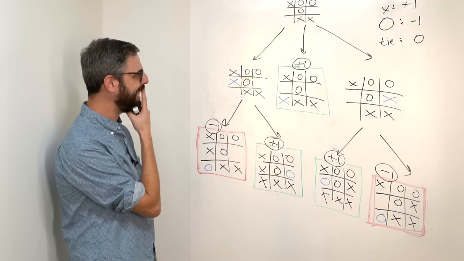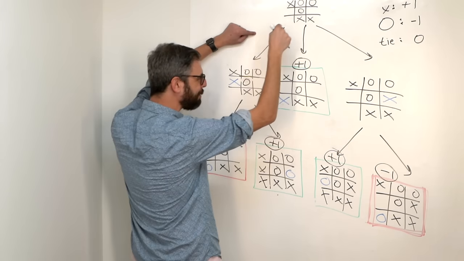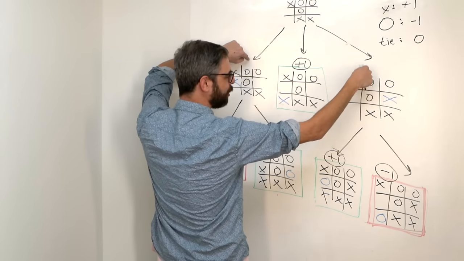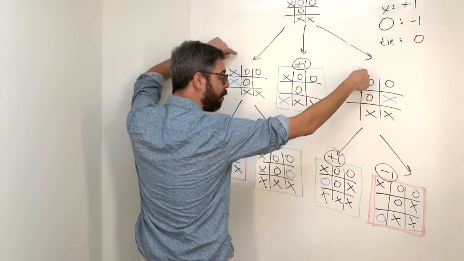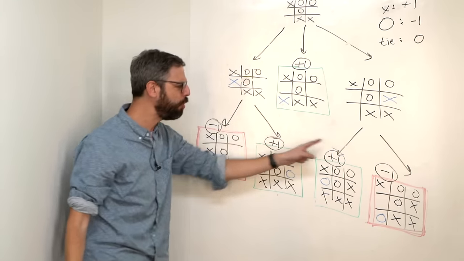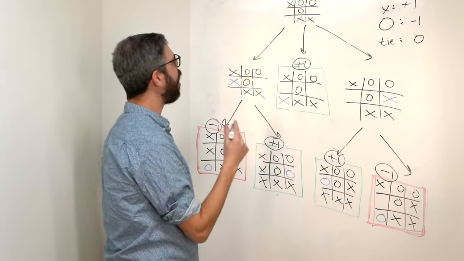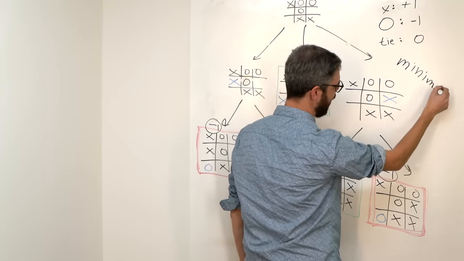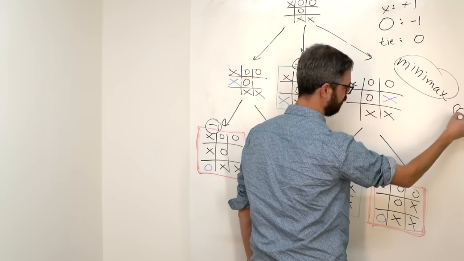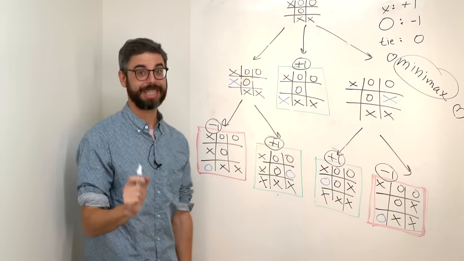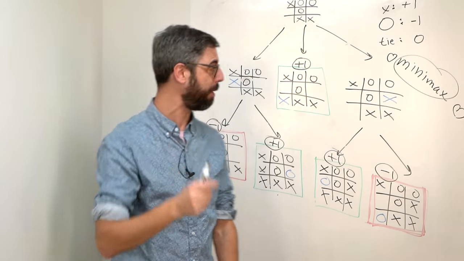But we've got an issue. I'm trying to pick between this option and this option. These two don't have a score. How do I pick their score? Well, I can pick their score based on which one of these would be picked. But who's picking these? This is why the algorithm is called Minimax. Because we have two players, each trying to make an optimal score.